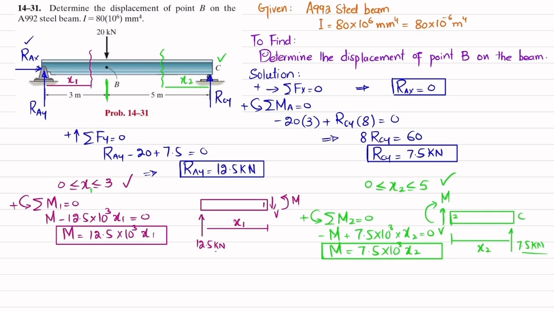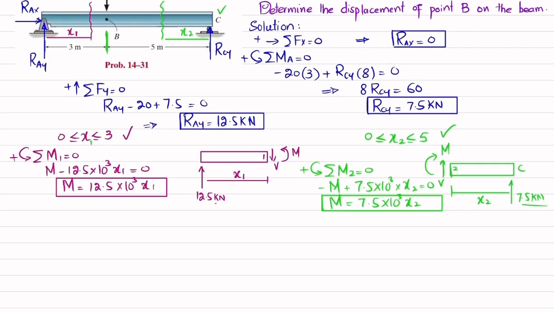Now what we will do is that we will find the strain energy due to this moment, which is equal to U_i, equal to integral from 0 to L of M squared dx divided by 2EI. Since we have divided into two regions, for x greater than 0 and less than 3, and for x greater than 0 and less than 5, clear?